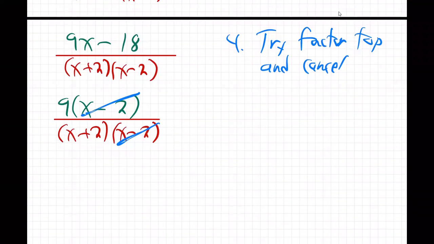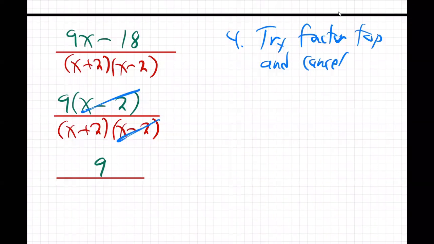So when all is said and done, what are we left with? 9 on the top, x plus 2 on the bottom. You don't need the parentheses around the x plus 2 on the bottom anymore because there's nothing to separate it from anymore. The other part, the x minus 2, is gone. So there's our answer. It's just 9 over x plus 2. So the last step is to try to factor the top. Sometimes the top is factorable, not always, but sometimes it is.